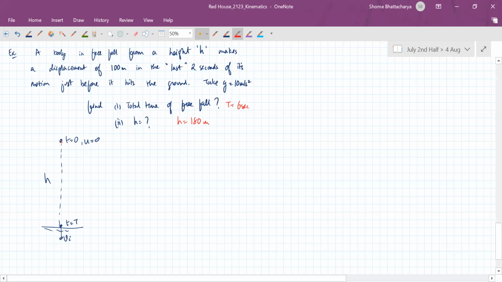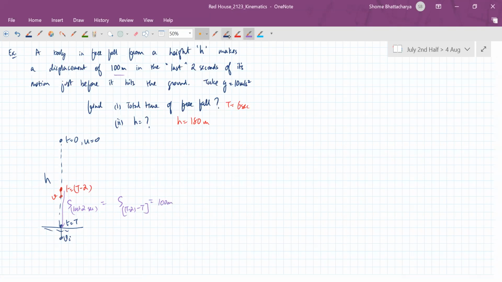So where is it going to be at 2 seconds before that? It's going to be somewhere here at t equal to capital T minus 2, having some kind of a velocity v like this. Okay. So this is the displacement that is happening in the last 2 seconds. That is the displacement from T minus 2 to T seconds. So that is given to us as 100 meters.